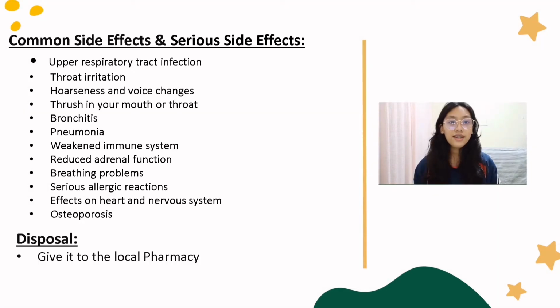In using the discus inhaler, it is important to take note that there are also common side effects that are unavoidable. So there are common side effects of discus for asthma, which include upper respiratory tract infection, throat irritation, hoarseness and voice changes, thrush in your mouth or throat, bronchitis, cough, headache, nausea, vomiting, and in children with asthma, infections in the ear, nose, and throat are common.